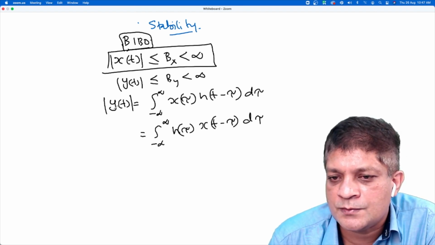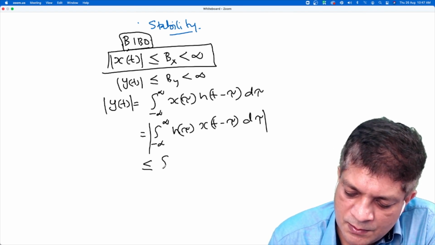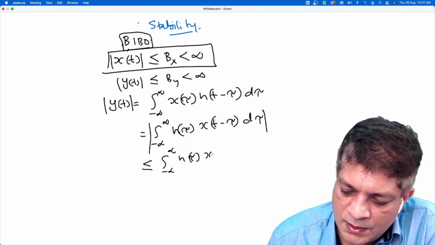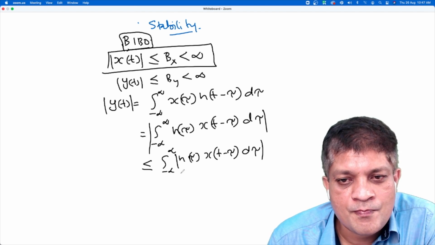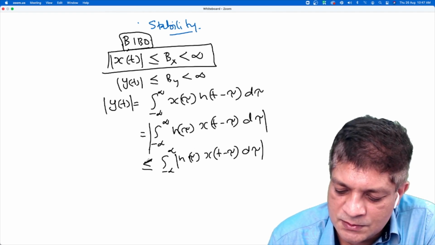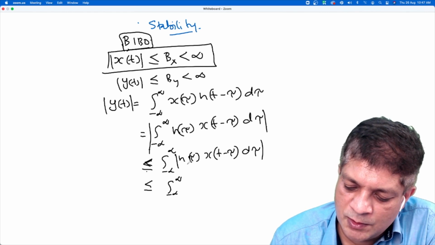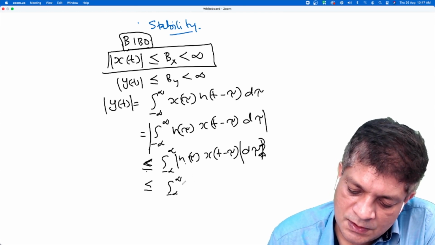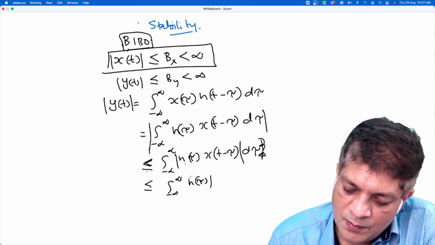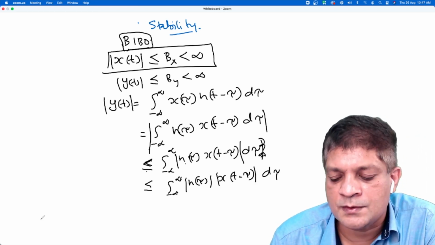whether this is bounded or not. That is this one, isn't it? Can we write this as less than or equal to the integral from minus infinity to infinity of |h(tau) x(t minus tau)| d tau? I'm taking the mode inside the integral, so this will become less than or equal to the integral of minus infinity to infinity of |h(tau)| |x(t minus tau)| d tau, isn't it?